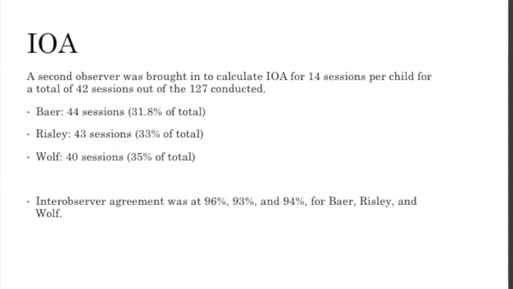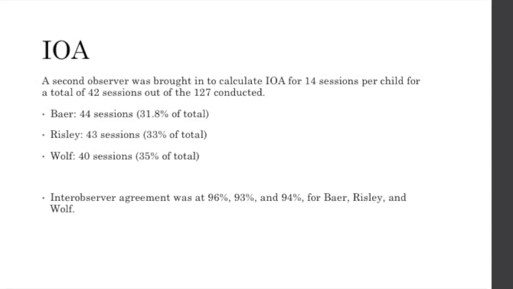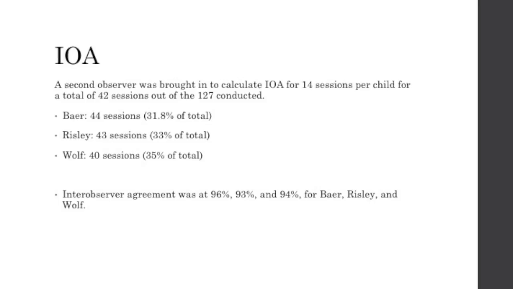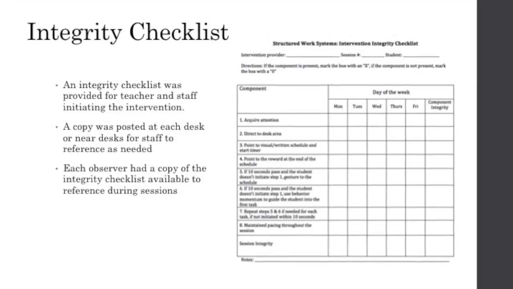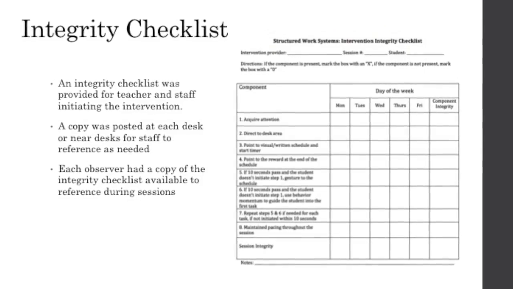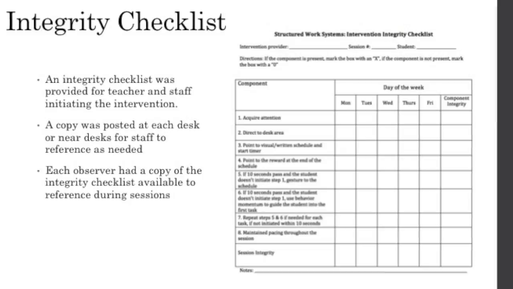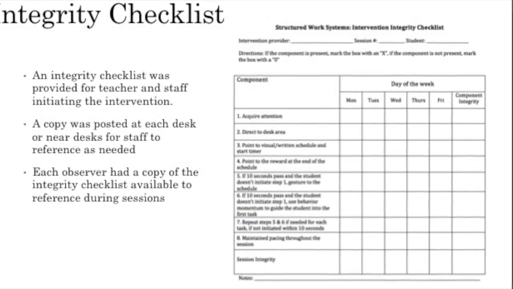Inter-observer agreement was calculated for 14 sessions per child. Average agreement was just over 94% for all 3 participants. An integrity checklist was provided for the teacher who initiated the intervention. Each observer also had a copy of the checklist available to reference during sessions.